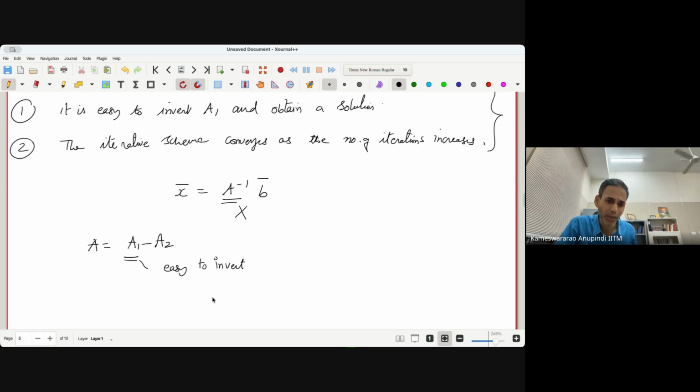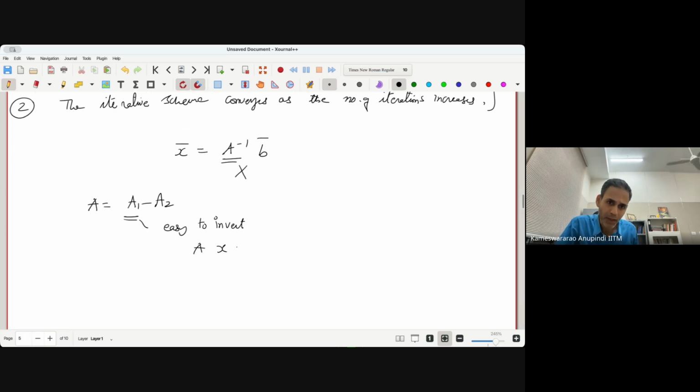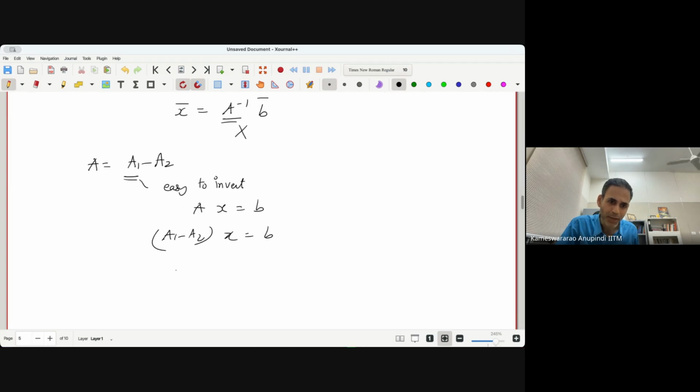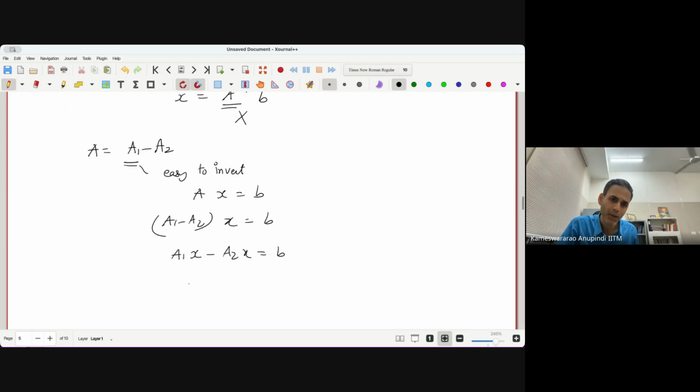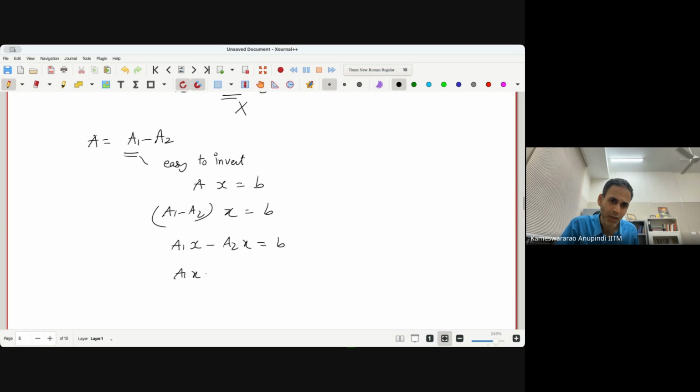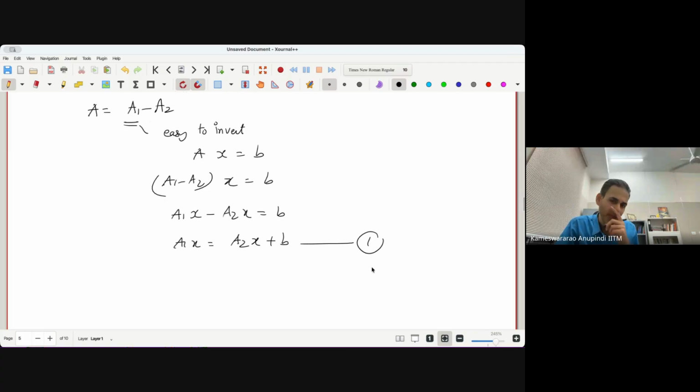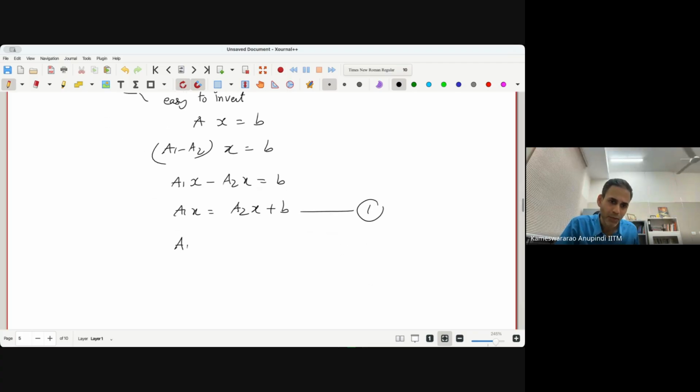That means I want to write Ax equal to b, but then A is written as A1 minus A2 times x equals b. I can multiply this matrix with the vector, so A1x minus A2x equals b. Then what we have is that A1x equals A2x plus b. Let me call this equation 1. Now the general philosophy is that we're going to plug in some known or guess value on the right hand side, and we're going to obtain a new value on the left hand side.